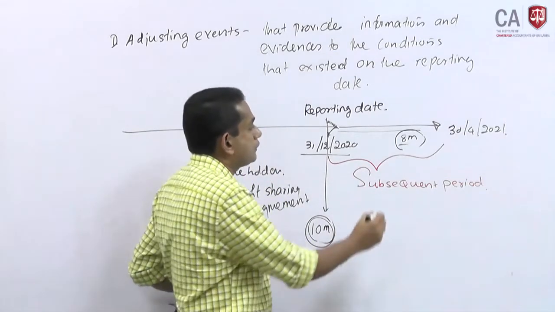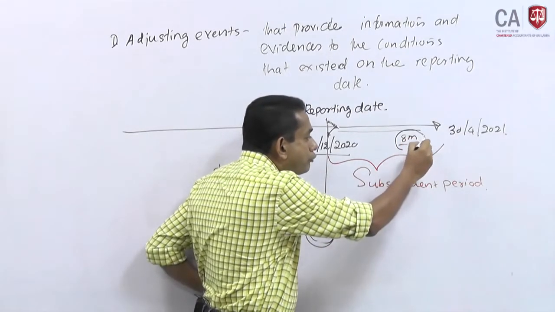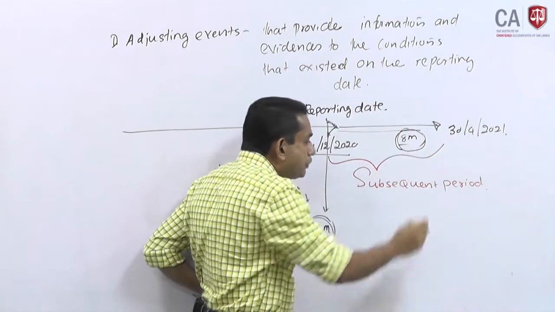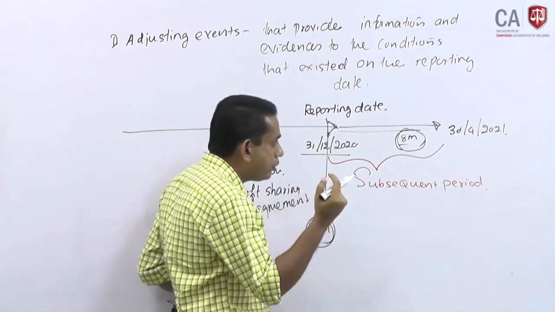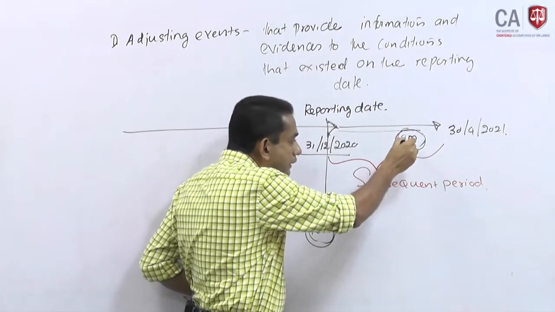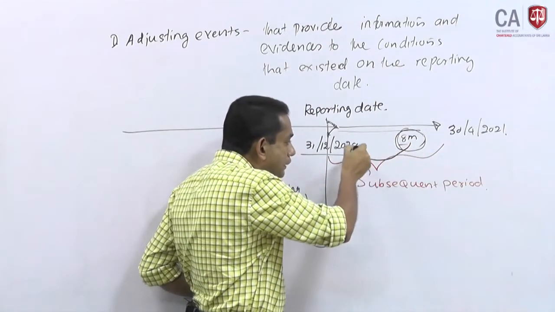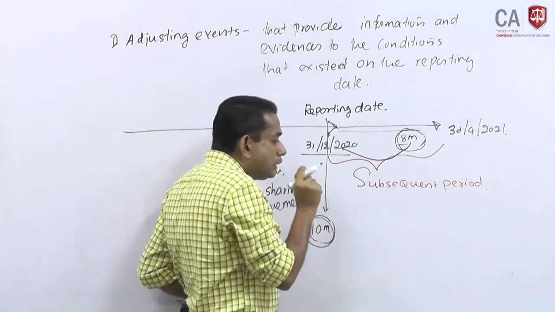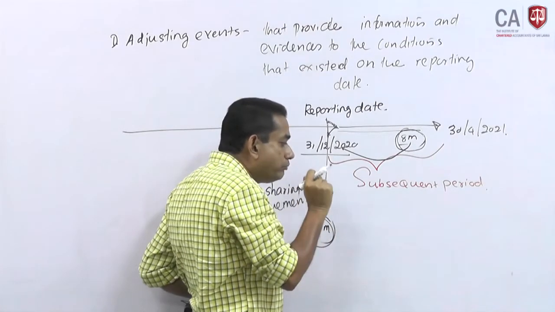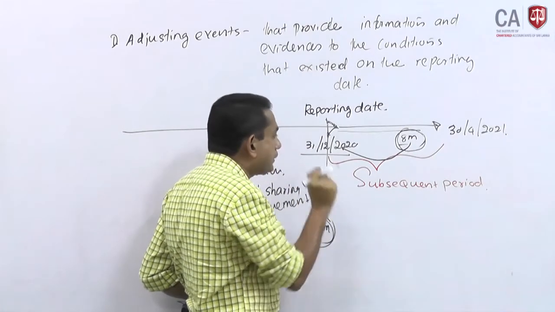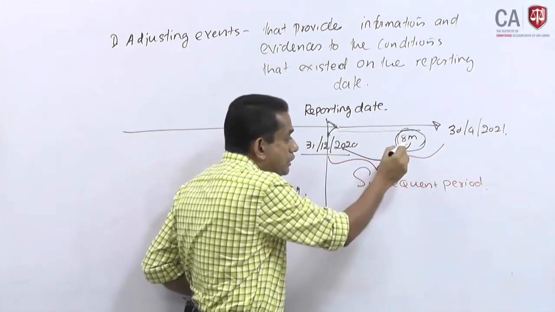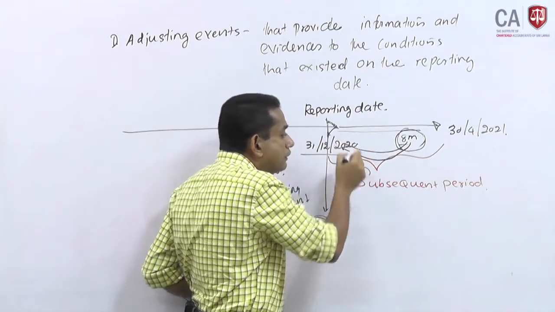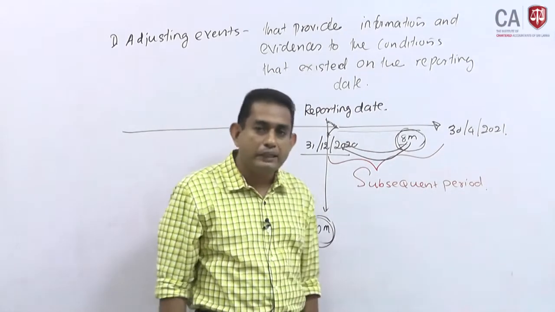So, as a result, the event of the financial statements being audited and the event of actual profit being reported provides evidence to the condition. What is the condition? The requirement of the profit being shared was the existing condition on the reporting date, and that is the condition to which this particular event is providing evidence and information.